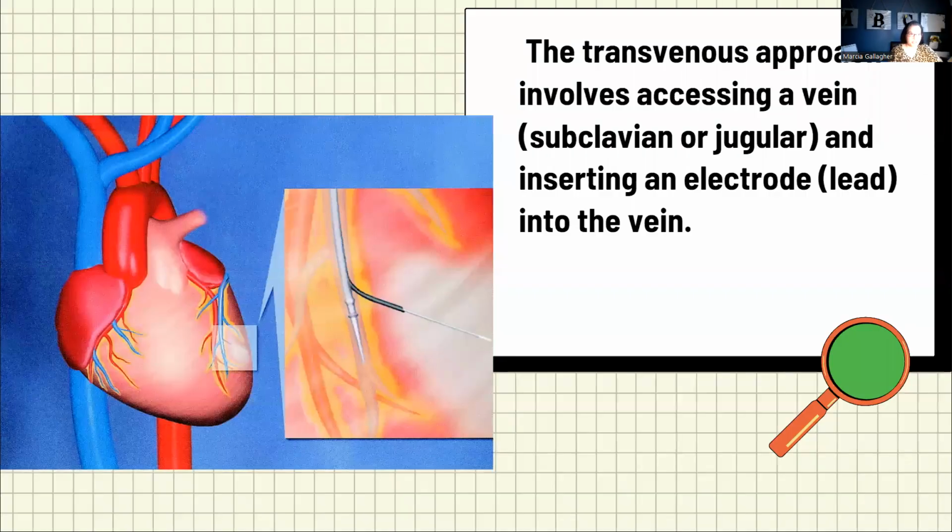Our next approach is going to be transvenous, which involves accessing the vein and inserting the electrode into the vein. So here you can see our vein, and here you can see the lead being inserted into the vein. And then you can see here's the lead inside the vein. It's fairly small, but transvenous just means through the vein.